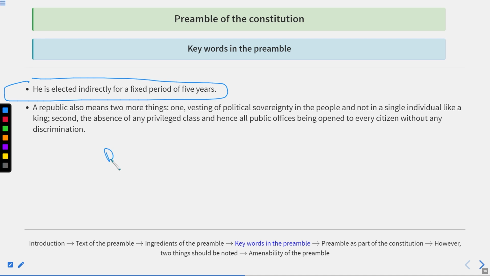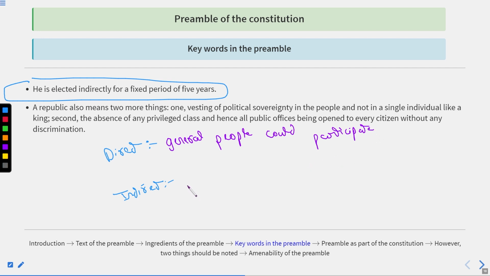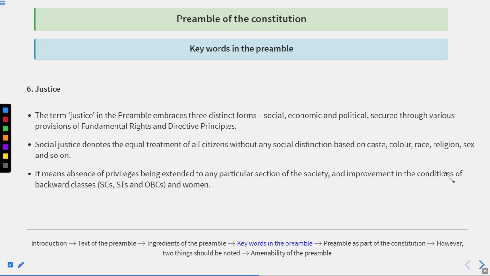Why? Because when we talk about direct elections and indirect elections, what is the difference? In direct elections, the general people could participate. In indirect elections, only a particular electoral body could participate.